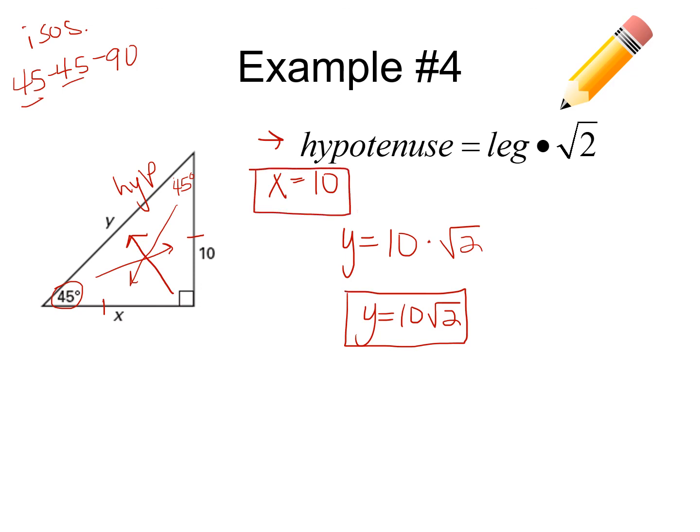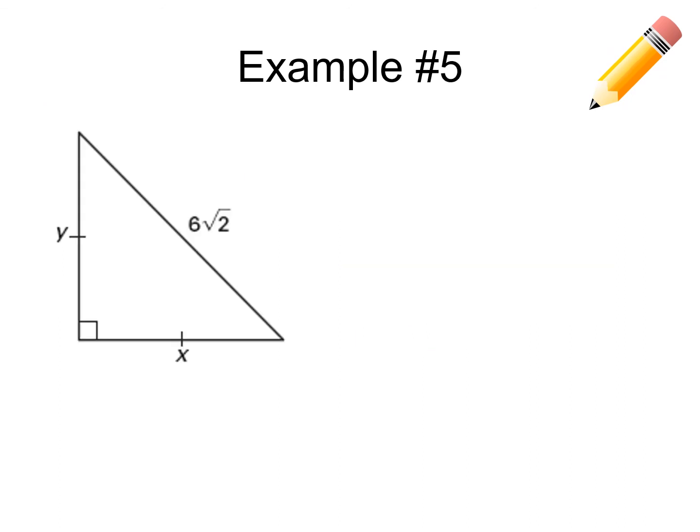And again, I was able to figure out that x equals 10 because I was given an isosceles triangle. We knew right off the bat, once I knew it was a 45, 45, 90, that the two sides opposite are congruent, therefore x equaling 10. Now I know both legs, I can use that leg to help me find the hypotenuse, which is y equals 10 square roots 2.